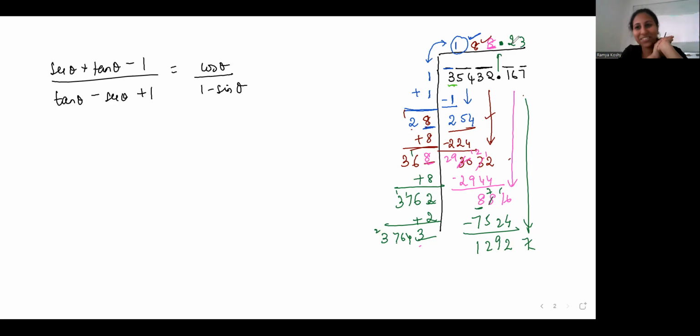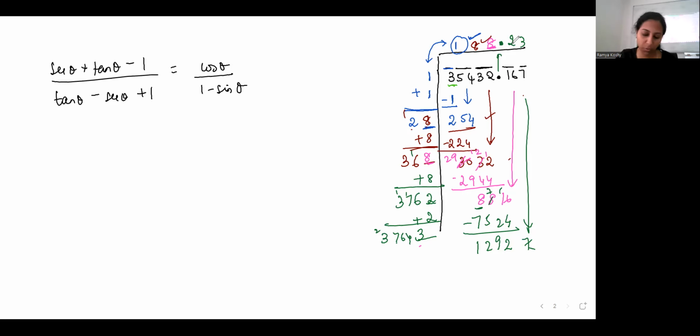Ma'am, can you repeat this thing but only with 35432? Full thing with 35432? No, ma'am, just a minute. Let me check in my calculator. Square root of 35432.